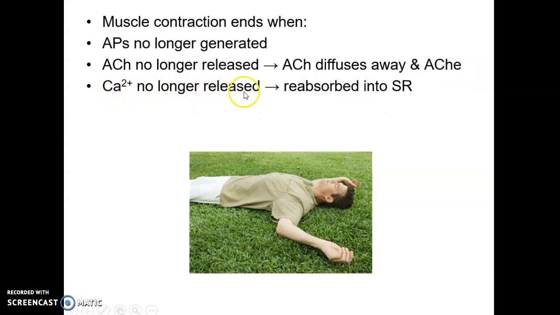Because of that, calcium is no longer released. It gets reabsorbed back into the sarcoplasmic reticulum. Calcium is no longer able to bind to troponin. Tropomyosin closes the myosin binding sites. Cross-bridge formation then is no longer possible. The muscle relaxes, going back to the extended length.